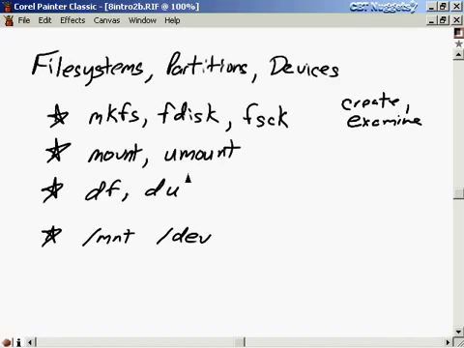Now I was the 6th grade spelling champ, and I know this is not the way you spell unmount, but it is the way that you spell the Linux command for unmount. They just leave out the N for some reason. So the umount command is used to unmount file systems, partitions, and devices.